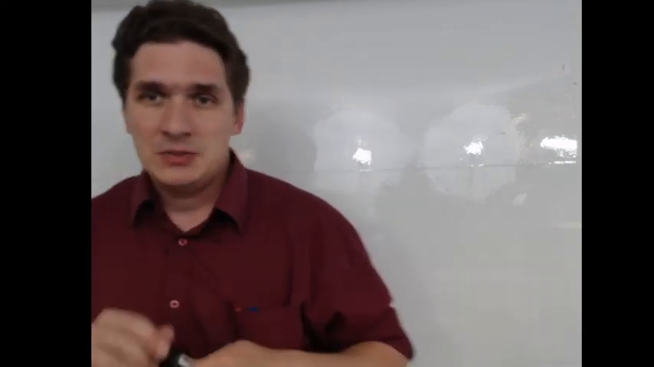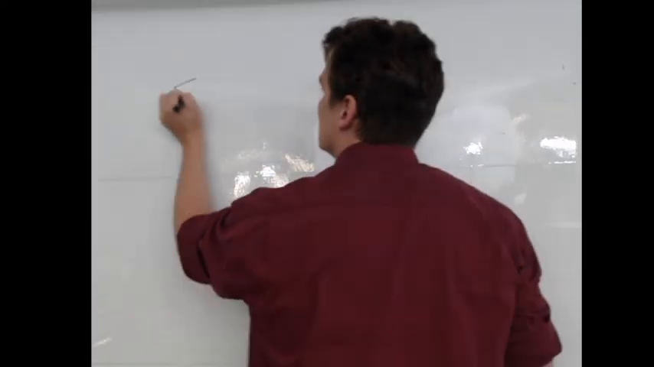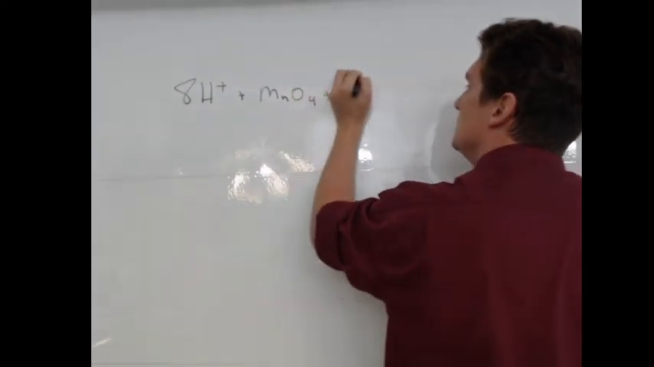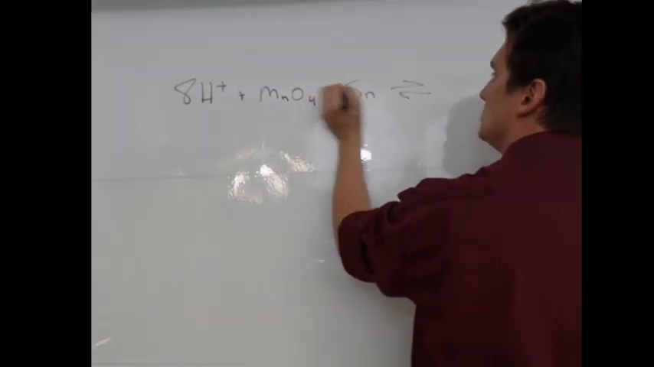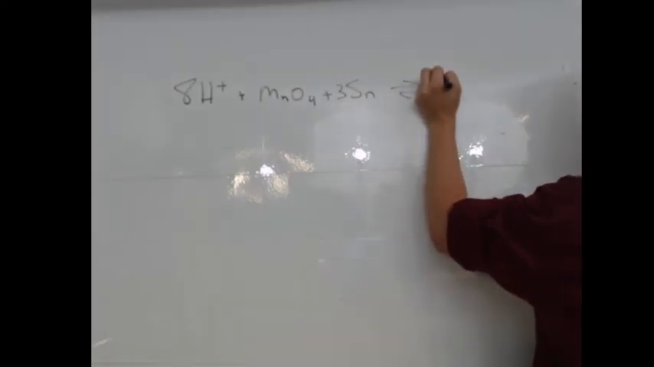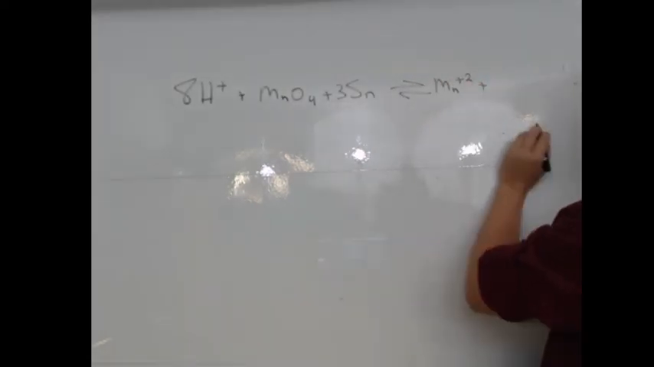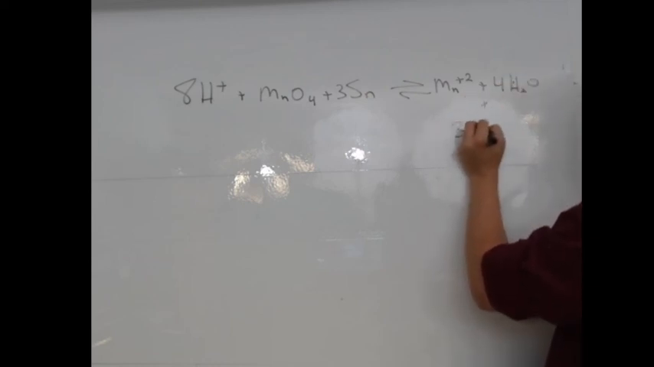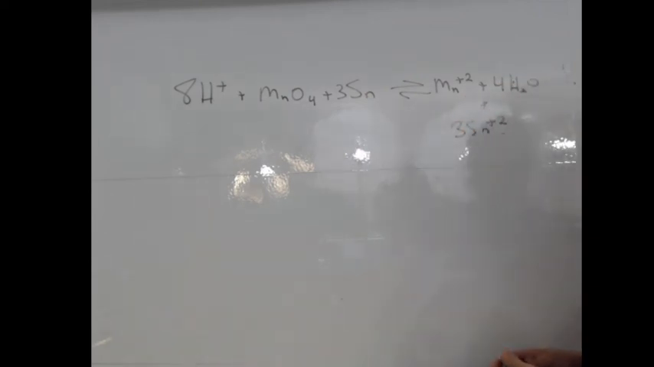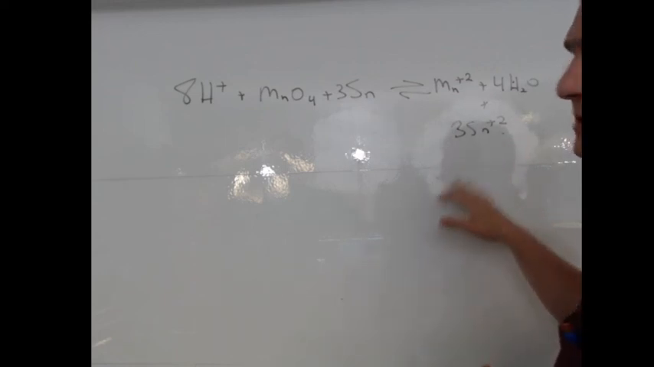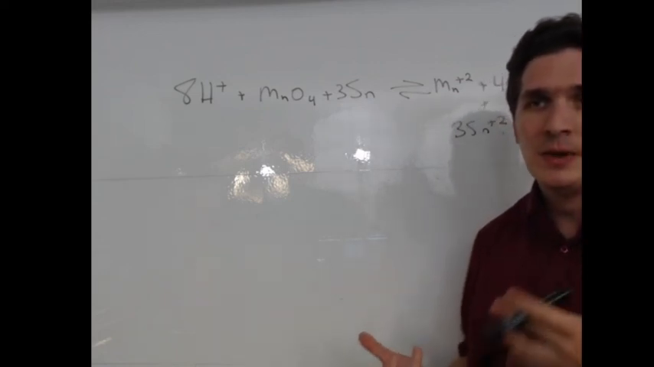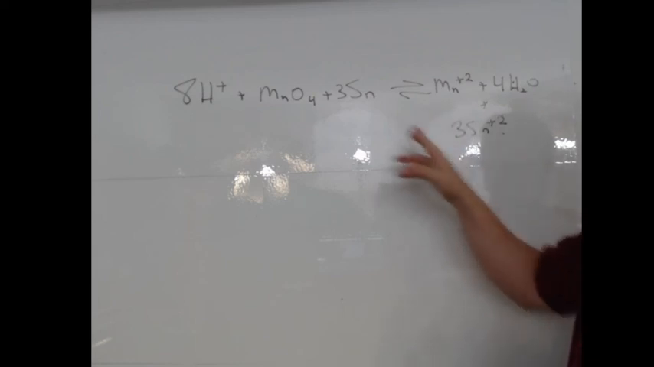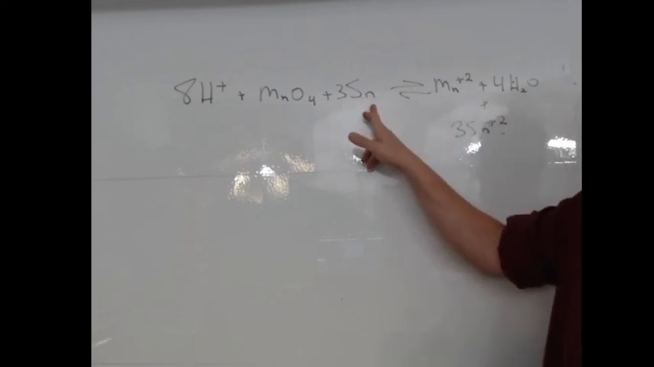So the balanced redox reaction for today: 8H+ plus MnO4- plus 3Sn2+ goes to Mn2+ plus 4H2O plus 3Sn4+. So that's the fully balanced reaction. The mistakes on the balanced reaction right now: there shouldn't be a 3 in front of this manganese. It should be by itself. And the charges are flipped. So it's Sn4+ here, not Sn2+.